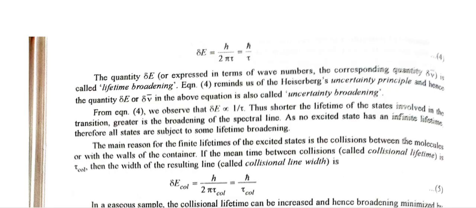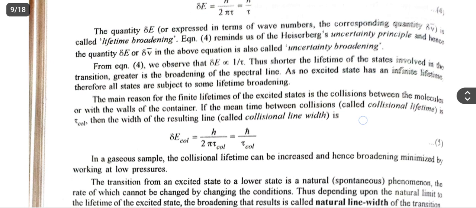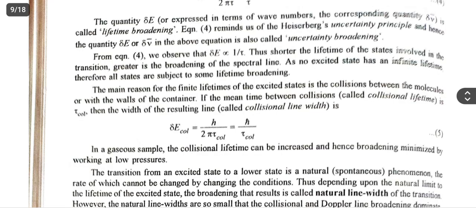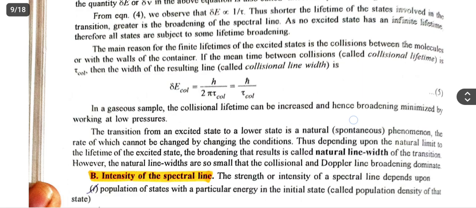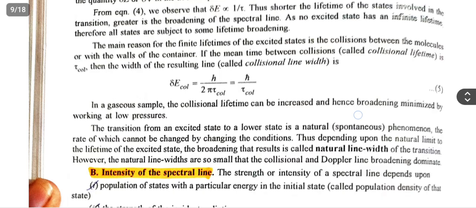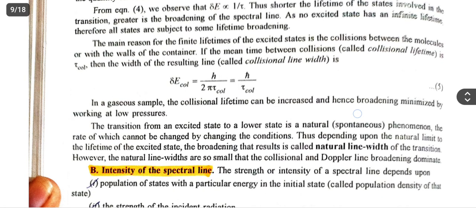The quantity delta E can be expressed in terms of wave number. The corresponding quantity is called the lifetime broadening. Equation 4 reminds us of the Heisenberg uncertainty principle, and hence the quantity in the above equation is also called uncertainty broadening. From equation 4, we observe that delta is proportional to 1 by tau. Thus, the shorter the lifetime of the states involved in the transition, the greater is the broadening of the spectral line.